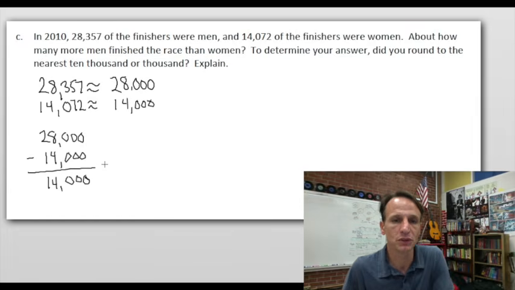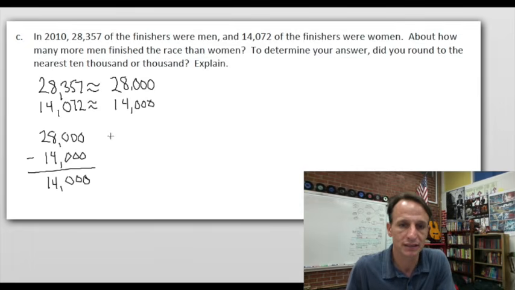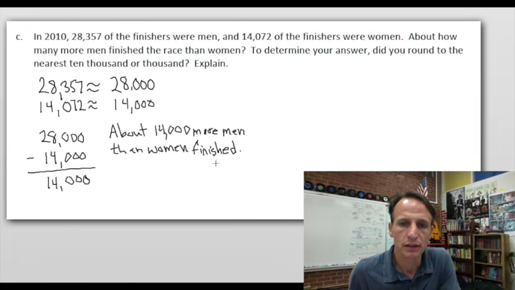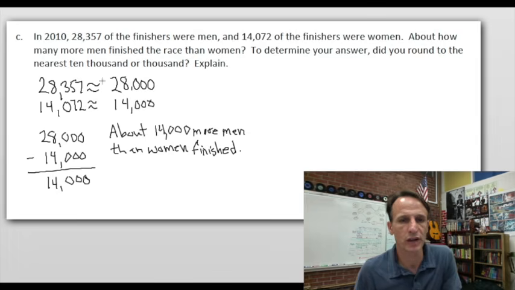So how many more men finished the race than women? We can say about 14,000 more men than women finished. And to determine your answer, did you round to the nearest 10,000 or 1,000, and why did we do it?